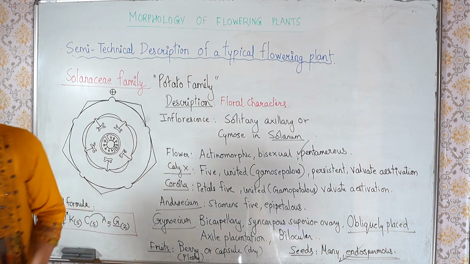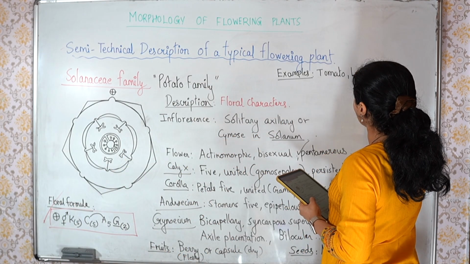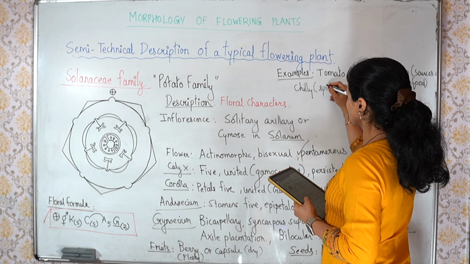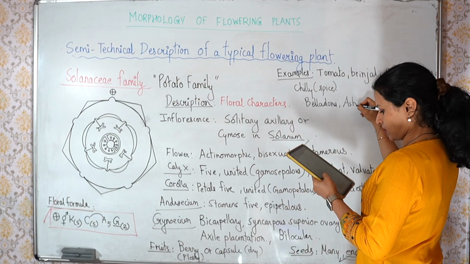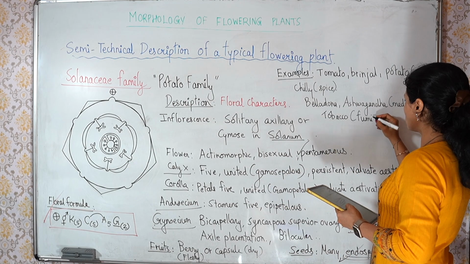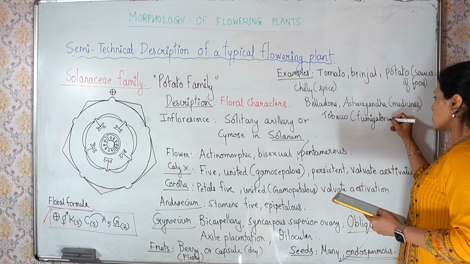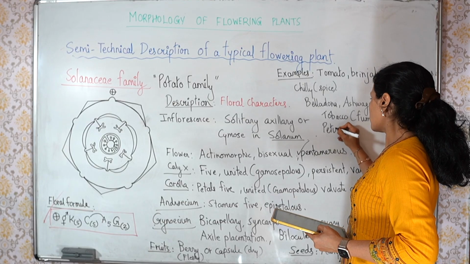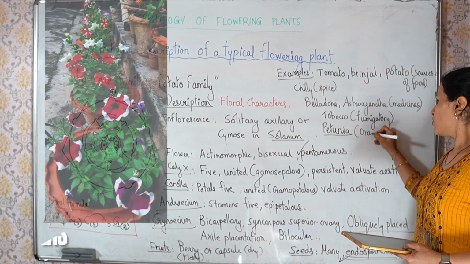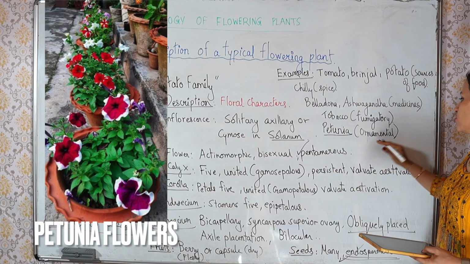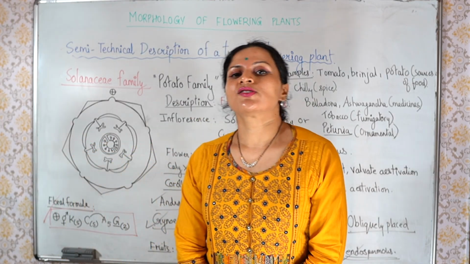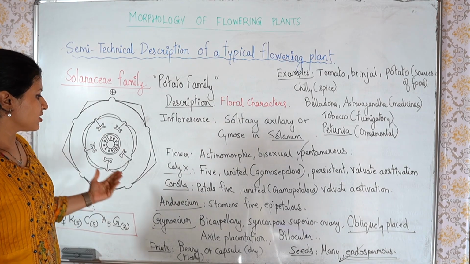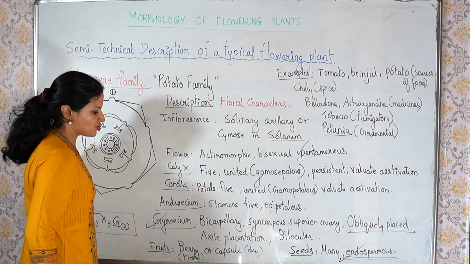Very, very important. Finally, we cite some examples. Tomato, brinjal, potato, which are sources of food, chili, which is a spice, belladonna, and ashwagandha. These are medicines. Tobacco, which is fumigatory. Fumigatory means used to produce fumes to ward off insects, etc. And then there is petunia, which is an ornamental plant grown for its beautiful flowers. So that was it from the Solanaceae family. Most important, you have to know its floral formula and the characteristic features, especially with respect to Gynoecium and Androecium.